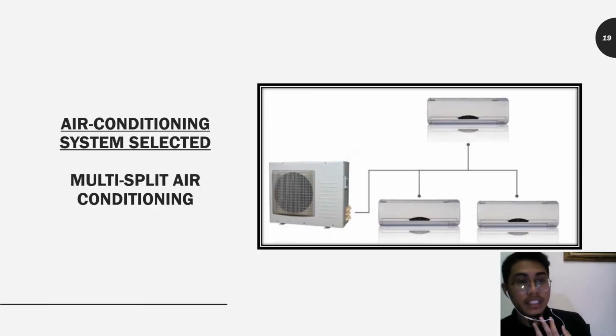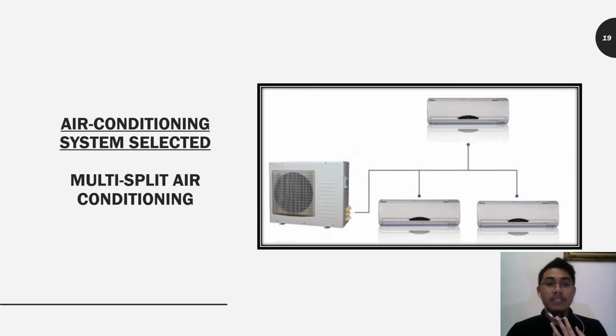For the air conditioning system, the one selected is multi-split air conditioning. Why did we choose it? Because it fits our flow plate selection, and all the specifications of multi-split air conditioning still fit our calculation. Another advantage is that we can put in as many indoor units as we want, but only need one outdoor unit. It is not the same as single split air conditioning.